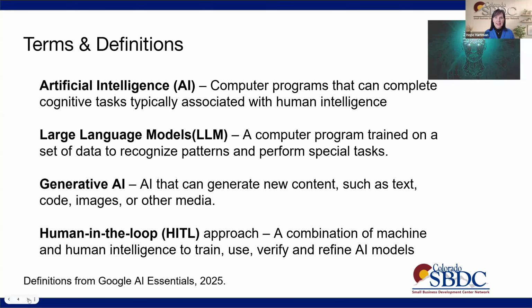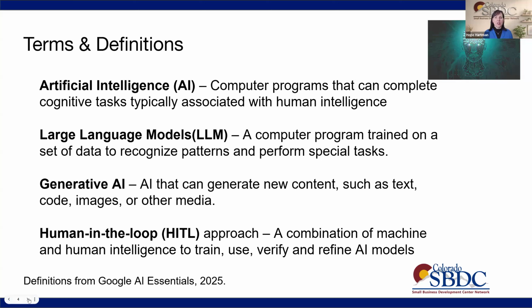So a few definitions in case this is the first time you're really exploring AI. What is artificial intelligence? It's computer programs that can complete cognitive tasks typically associated with human intelligence. There's also what is called large language models, otherwise known as LLMs. This is a computer program trained on a set of data to recognize patterns and perform special tasks. So most AIs are part of large language models. Then we have generative AI that can generate new content such as text, code, images, and other media.